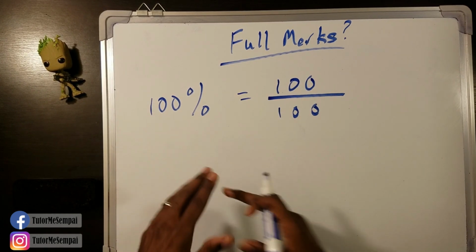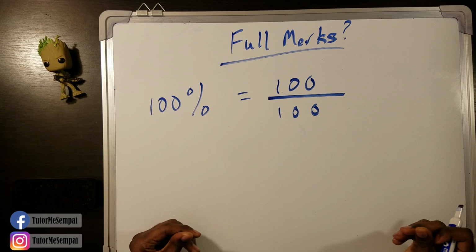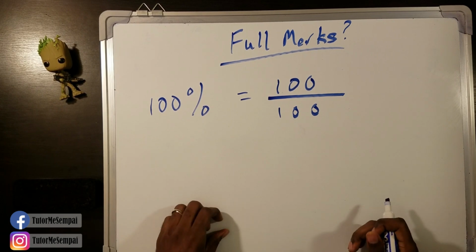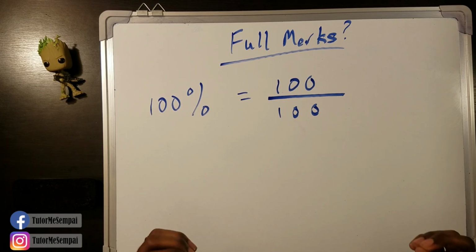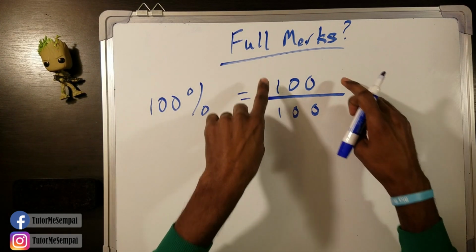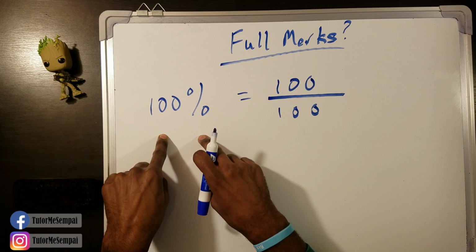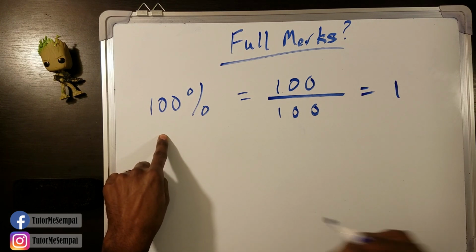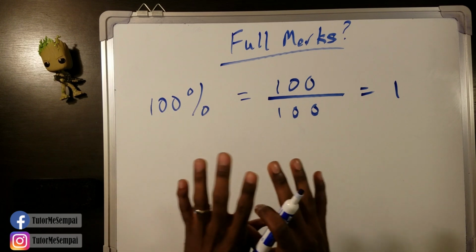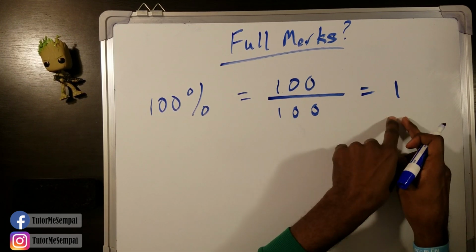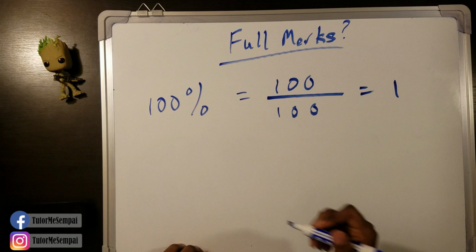If you have 100%, let's say on your test, if you get 100% on your test, how many questions did you get wrong? None. If you had 100 questions, you got nothing wrong. 100 out of 100 is 100%. Now, this clearly means one whole. So if you think about it in this sense, 100% is everything, right? One, it's a whole.